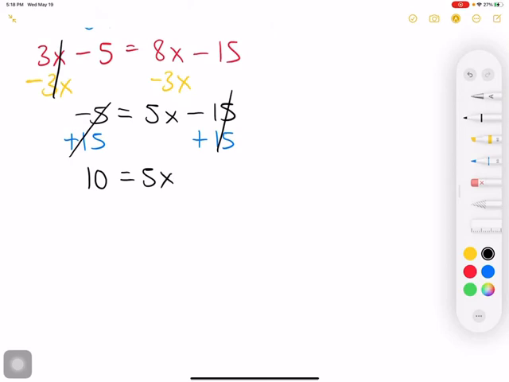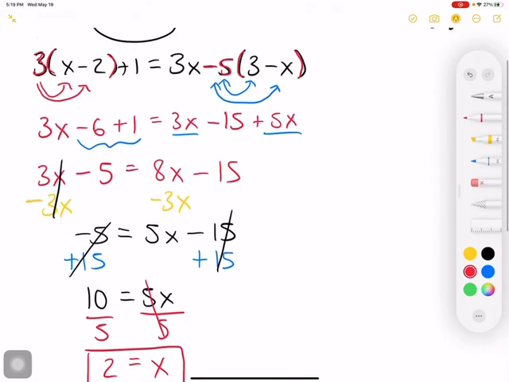The last thing I'm going to do is get rid of the number that comes with the letter. If there's a 5 in there, I'm just going to divide both sides by 5. That cancels out the 5, and x equals 10 divided by 5, that's 2. So that is my result for the second equation.